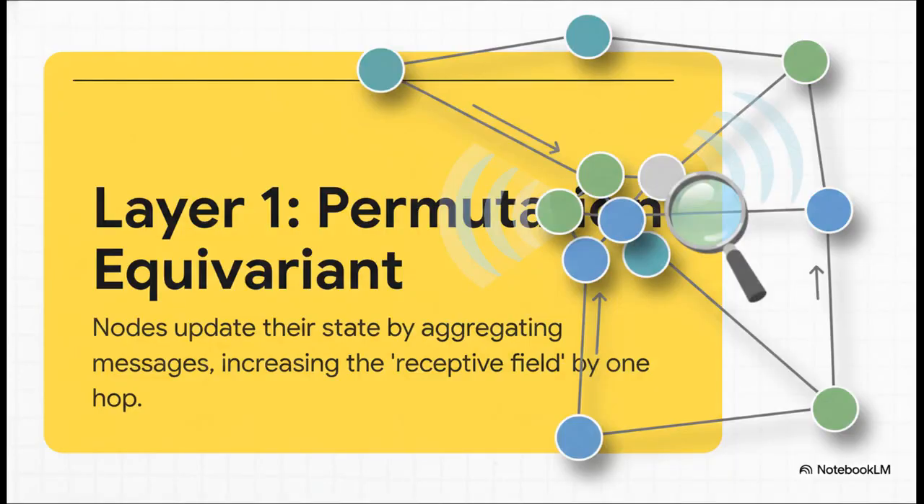The first stage is where all that message passing we just talked about happens. It's a special kind of layer that's permutation equivariant, which is really just a fancy way of saying the network doesn't care if you shuffle the nodes around. The important part is that each time you add one of these layers, every node gets to hear from neighbors one step further away.